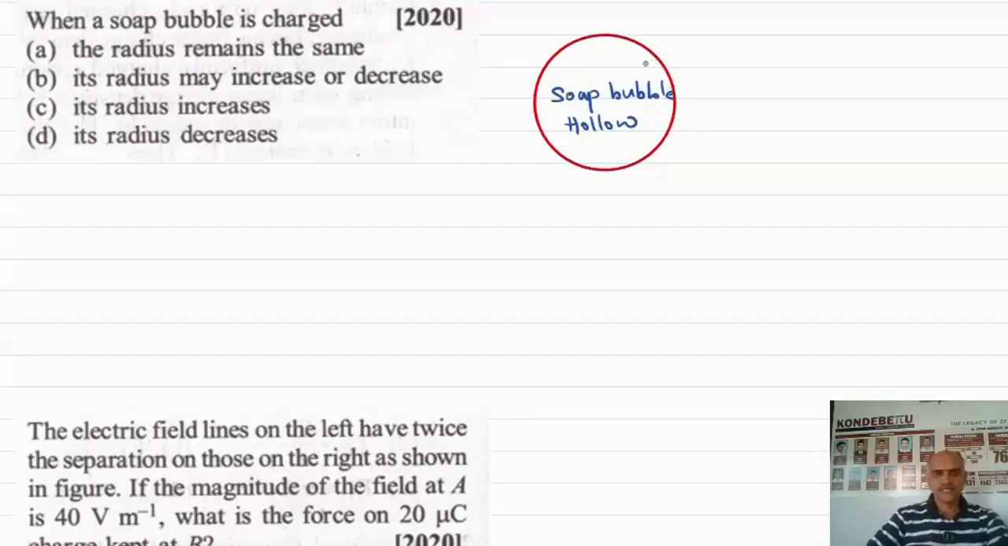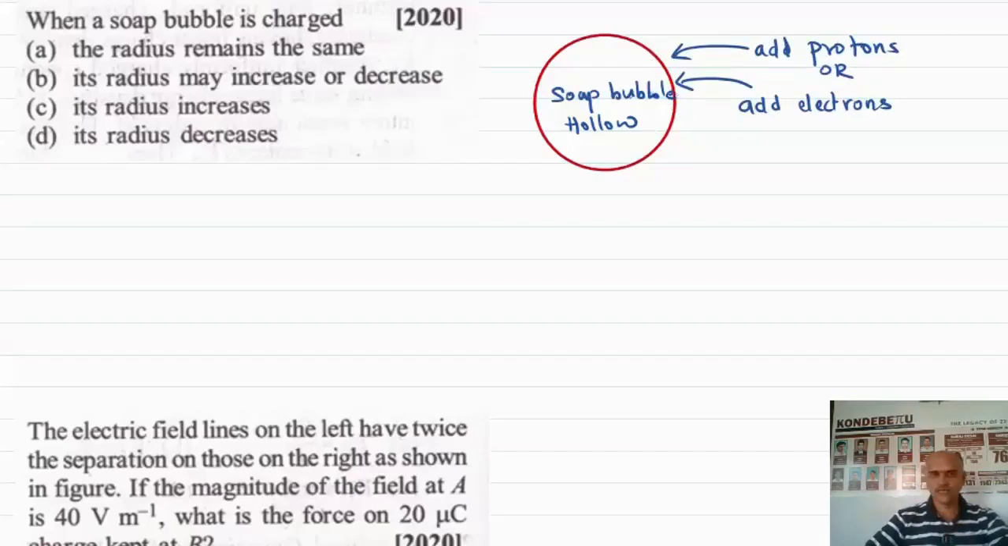Unlike a solid sphere, we cannot say electrons were removed inside it. Just this red circle is a thin surface. If you want to charge a soap bubble, you are required to add protons or add electrons. Add electrons. Since it has a thin layer, the soap bubble is hollow.